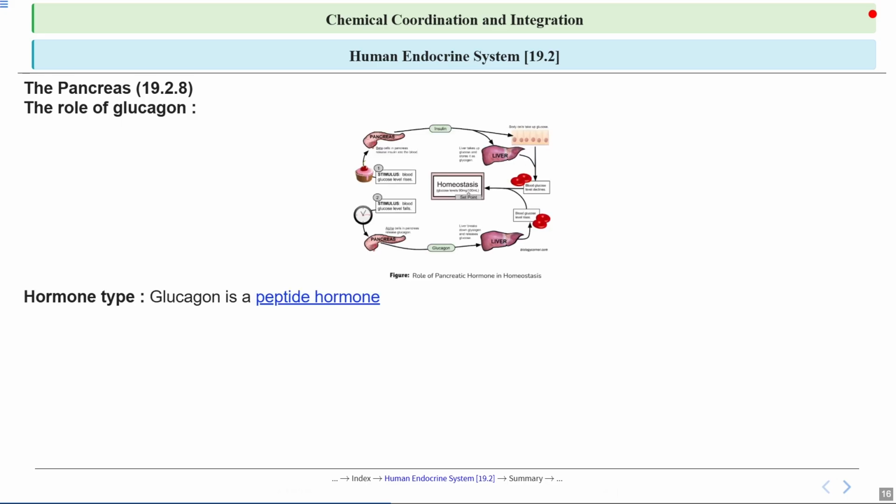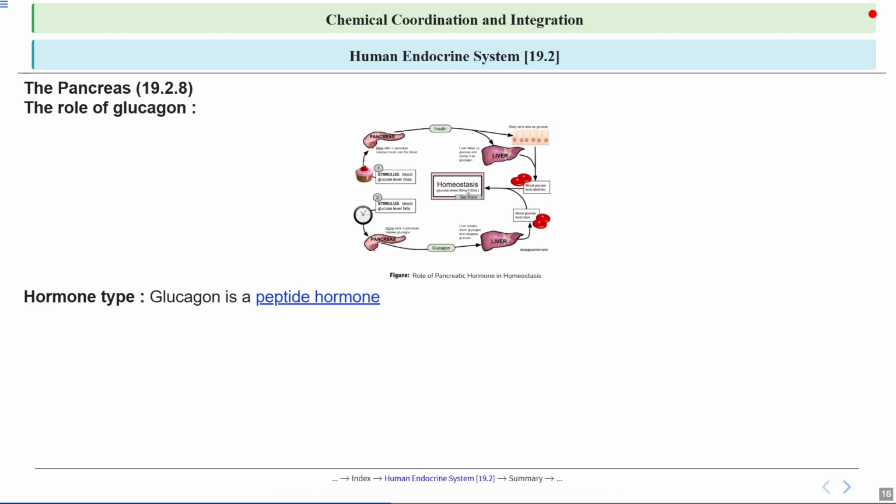In this diagram also you can see the role of glucagon. Okay, so we have just discussed that glucagon is a peptide hormone produced by the pancreas, especially by the alpha cells in the islets of Langerhans. So it plays a key role in regulating blood sugar levels by stimulating the liver to convert stored glycogen into glucose, which is then released into the bloodstream. This whole process is called glycogenolysis. It helps increase blood sugar levels when they are too low, such as after fasting or during exercise.